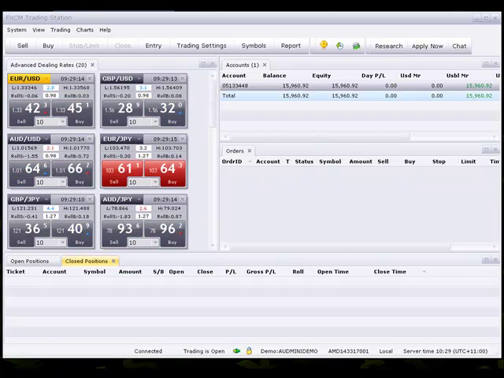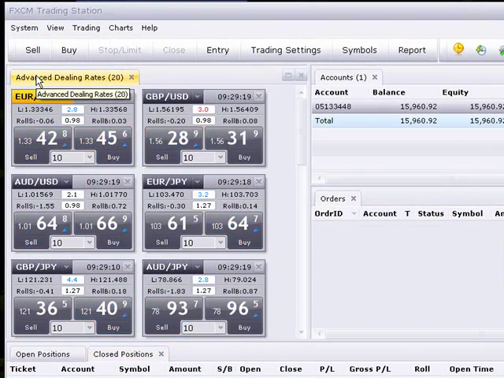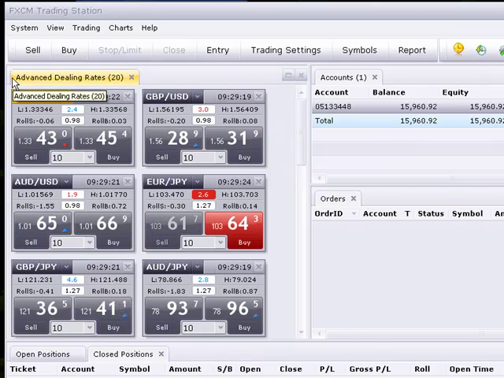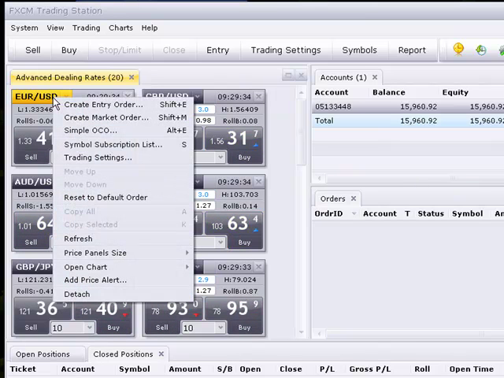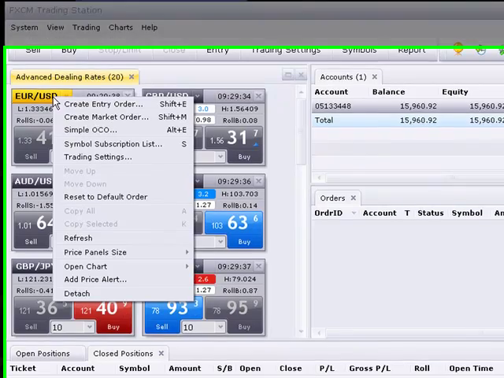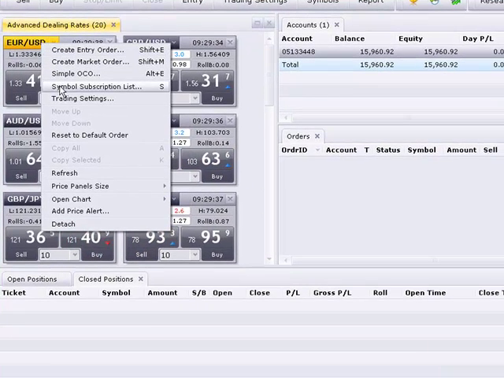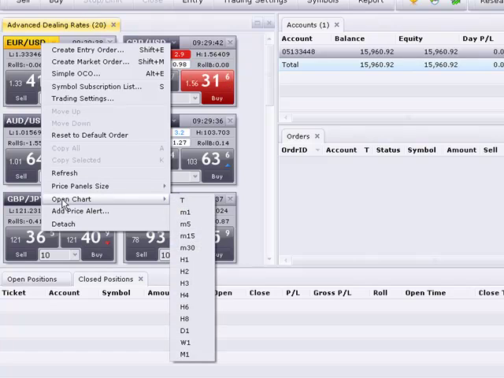Now before we move on to the charts, there are a number of ways to display a new chart from your trading station. One is directly from the Advanced Dealing Rates tab. We can right-click on the heading of the currency pair you want to create a chart for, and in this example we will use the Euro-US dollar. The currency pair highlights in yellow when selected, and a menu is displayed. Now on the menu, click Open Chart, and you can select the time interval for that chart.